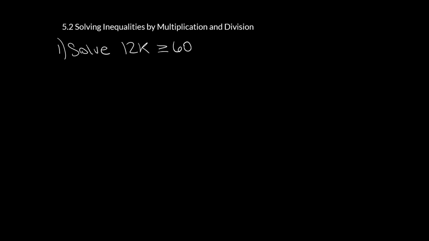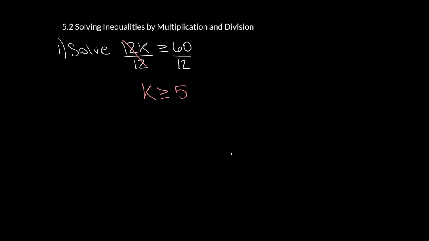In 5.2, we're solving inequalities by multiplication and division. Again, you use this just like you would a regular equation, except it's an inequality sign. So when I'm solving 12k is greater than or equal to 60, I'm just going to divide both sides by 12 to get the k by itself. And cross out the 12, so k is greater than or equal to 5.